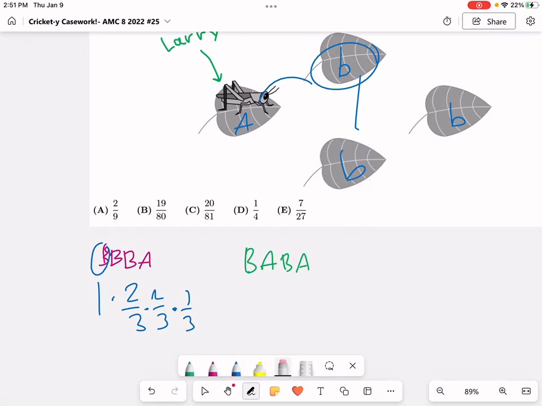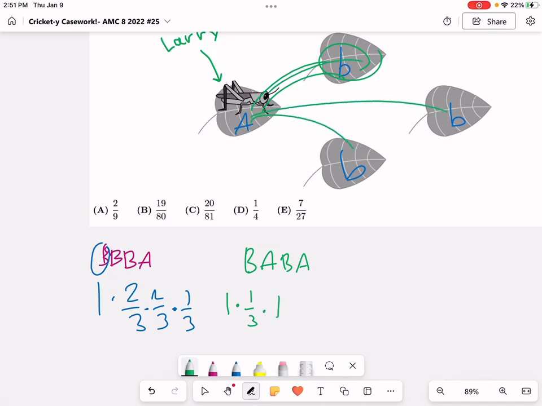He goes to a B leaf first. Well, 1, right? He can't go to an A leaf again since he's already on an A leaf. And then going back to an A leaf from this B leaf is going to be 1/3. And then he has to go to a B leaf again. He only has 3 options, which are all B leaves. And then it's just going to be a 1/3 probability to come back to A once again. So it's kind of like a loop.